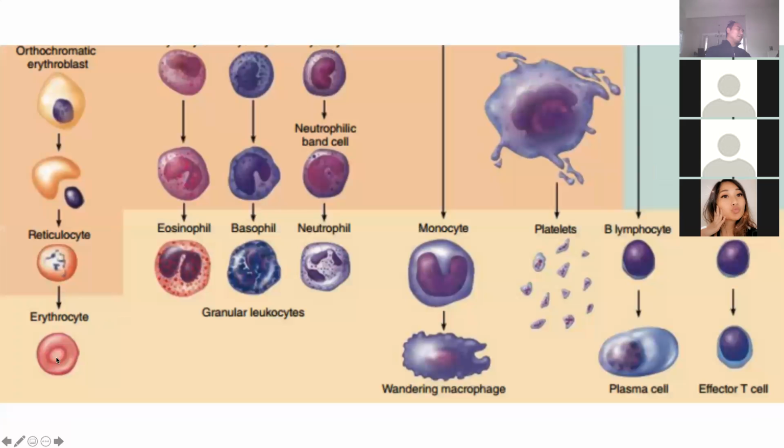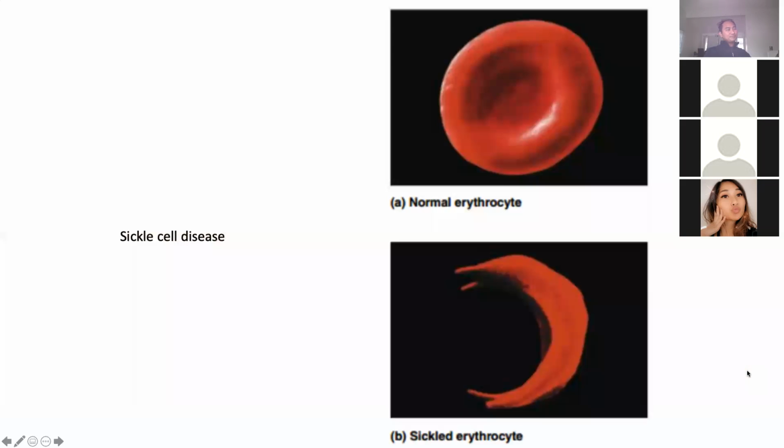And finally we get the erythrocyte, neutrophil, eosinophil, basophil, monocyte, and platelets here. So you can see a large cell, the megakaryocyte, a large karyocyte cell, and a little piece came out as the platelets. And B lymphocyte will change into plasma cell. T lymphocyte, we have effector T cells.